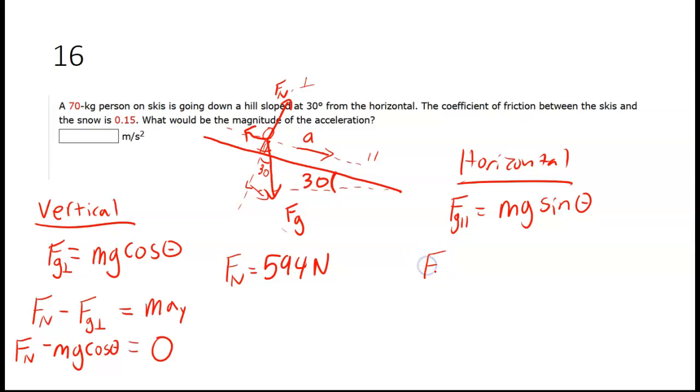In the horizontal direction, I really have Fg parallel minus the force of friction is equal to mass times the acceleration in that direction, which is perpendicular or parallel to the surface. So now I can expand this and I see, well, mg sine theta is going to be 343 newtons.